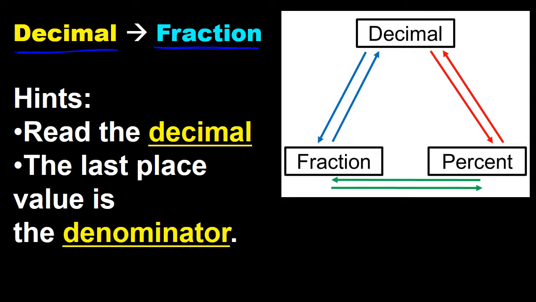And so we're given these hints here. Our hint is that we're going to read the decimal to ourselves. A lot of times when we see these examples and read them out loud, you go, oh, I know what the denominator is, because the last place value that we're reading is going to end up being the denominator. So let's go ahead and jump into some examples.